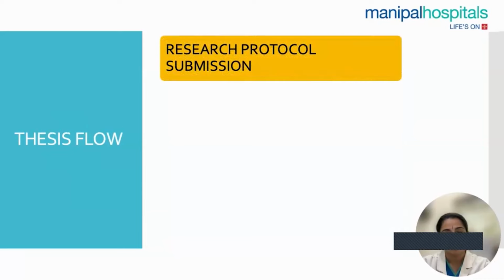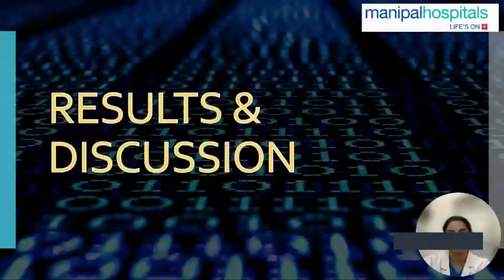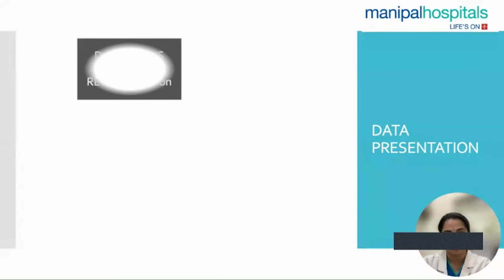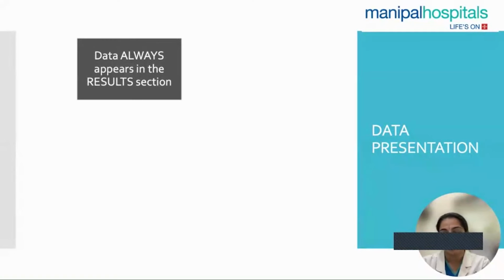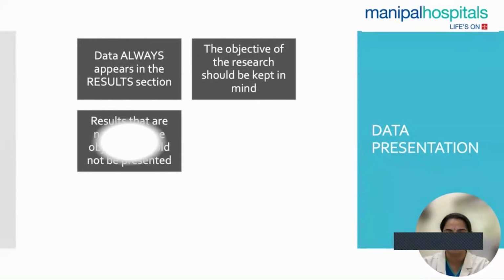So we've gotten the research, collected the data, and we've done the analysis using statistics. Next is to proceed with the results and discussion. So how are you going to present your data? The data is always presented in the research results section, and the objective of your research should be kept in mind. Don't get carried away by the data. Focus on the objective. Also, results which are not part of the objective should not be presented.